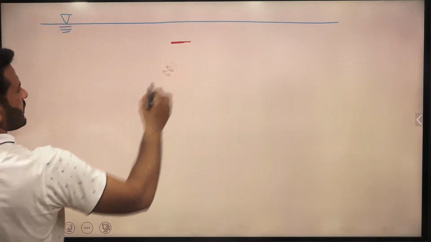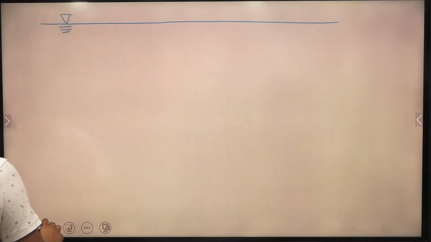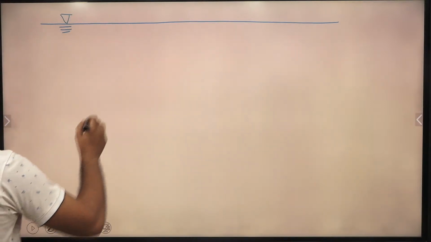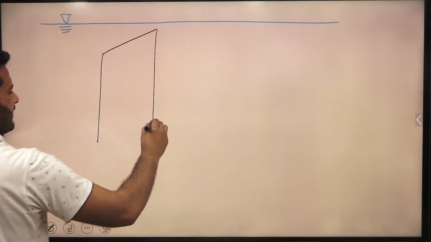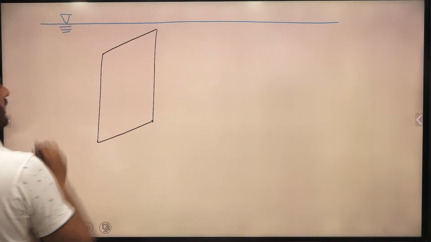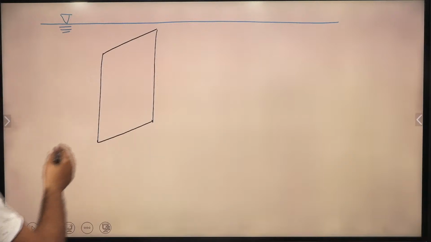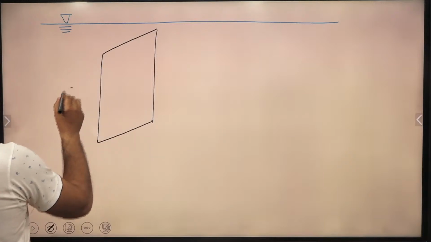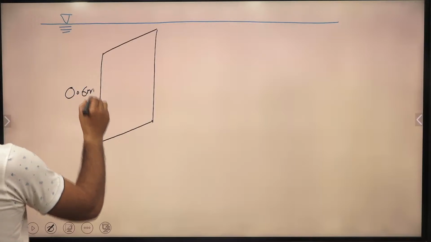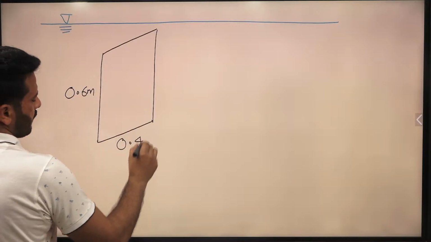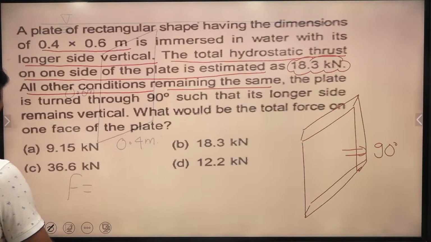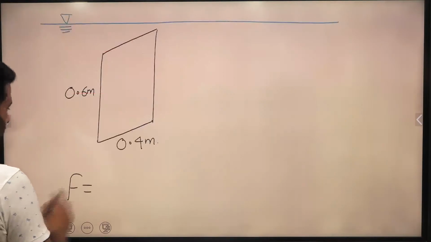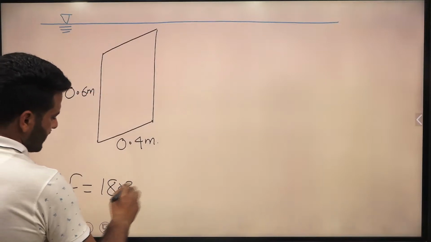The plate is vertical. Let this one be vertical, and this longer side is 0.6 meter and the shorter side is 0.4 meter. So the hydrostatic force that was acting on the plate was 18.3 kilonewton. It is mentioned in the question.